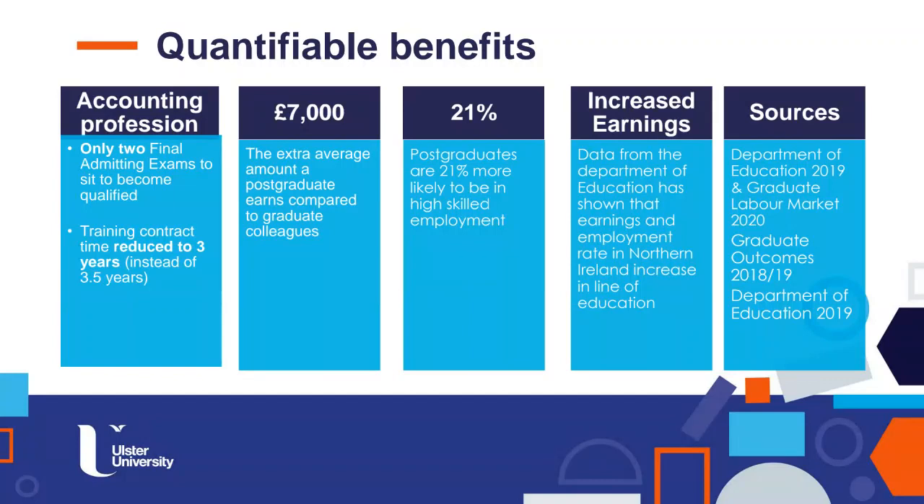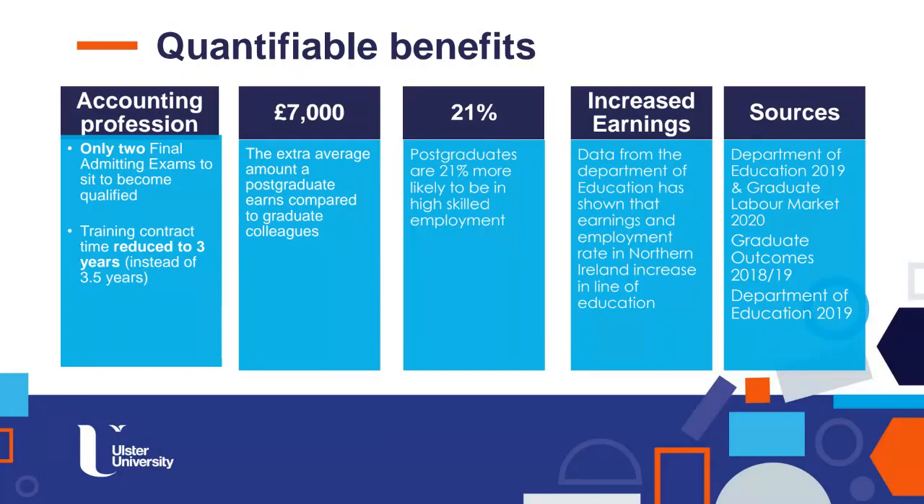Now, in conjunction with those exams, you will have to do a training contract as well. And that training contract, because you would have done a master's program, you will be reduced to having a 3 year training contract, as opposed to an undergraduate, somebody that's coming out with a degree, they have to do a 3.5-year training contract. So really 2 benefits, specific to the accounting profession. Looking at Chartered Accountants Ireland in particular, you only have 2 more exams and you only have a 3-year training contract that you must undertake before you can get your ACA letters after your name, your Chartered Accountant qualification.